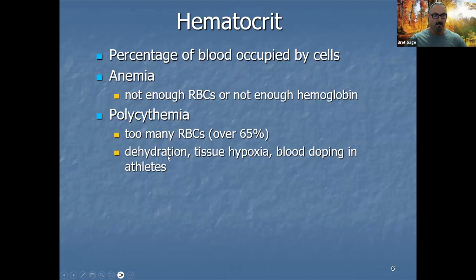What could cause this? Dehydration, loss of water would mean increasing the relative percentage of cells because you've lost the plasma portion. Tissue hypoxia, that is regularly training in low oxygen conditions like at altitude, can give you more cells containing and carrying more oxygen. Blood doping in athletes, sometimes blood will be separated from its plasma and then the cells will be put back into the athlete. I think Lance Armstrong got in trouble for that. That's one way to get your number of cells higher. You can carry more oxygen.